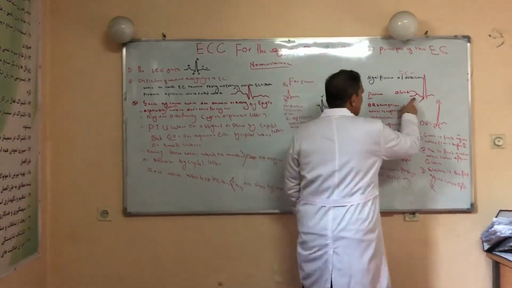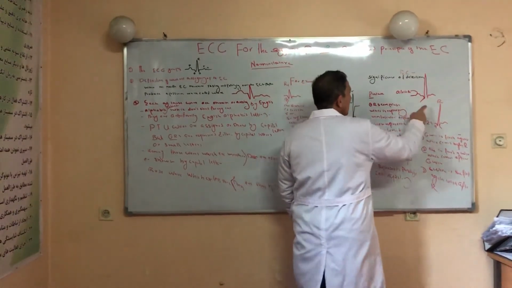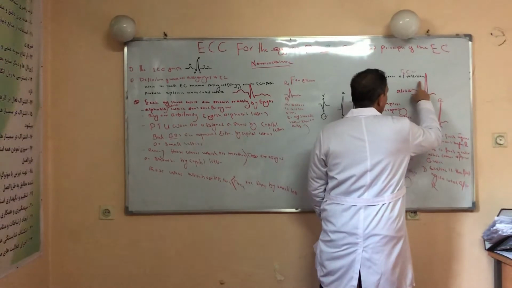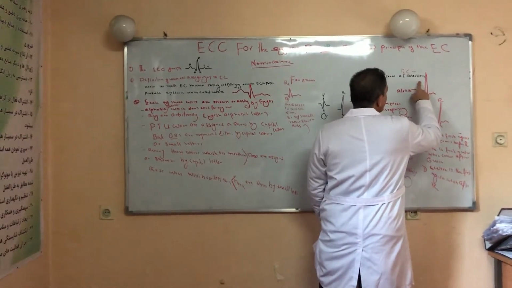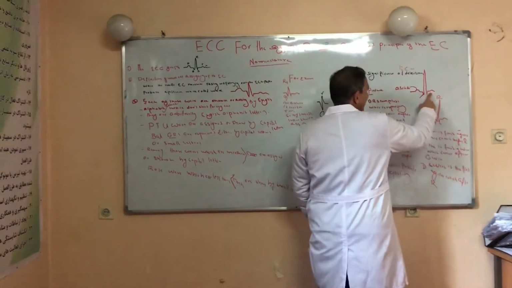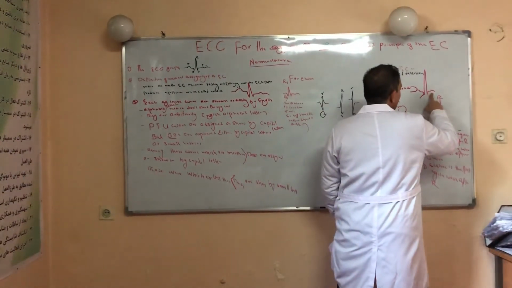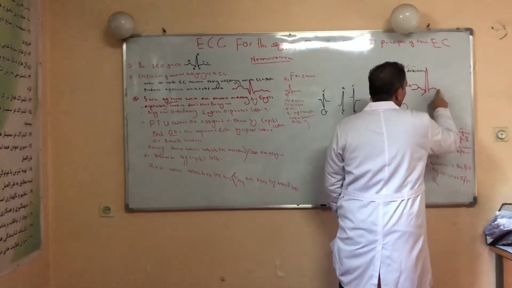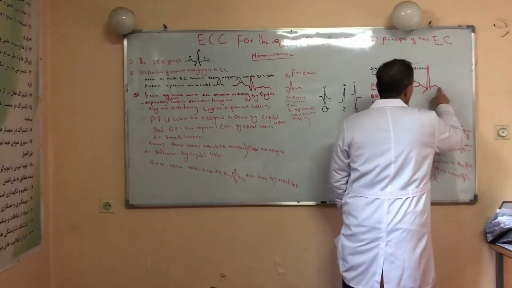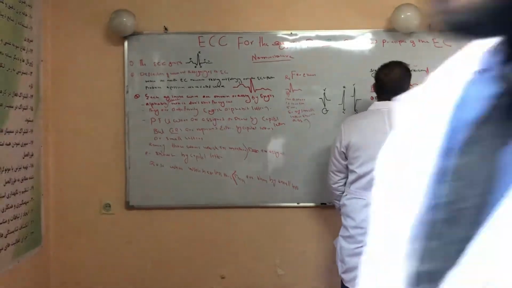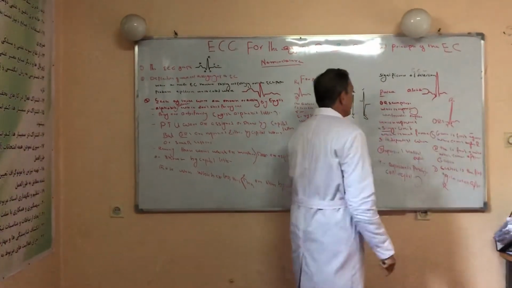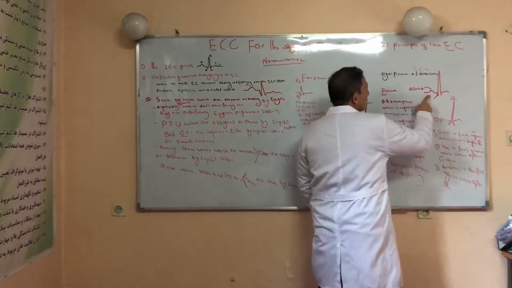The P wave represents atrial depolarization. The Q wave represents septal ventricular depolarization. The R wave represents free ventricular wall depolarization. And the S wave represents the remaining ventricular depolarization. And if we have a U wave, this U wave represents the Purkinje fibers.